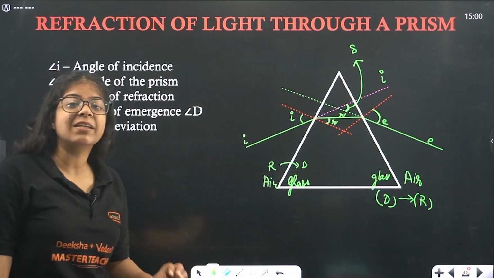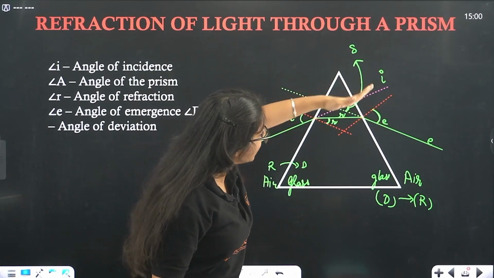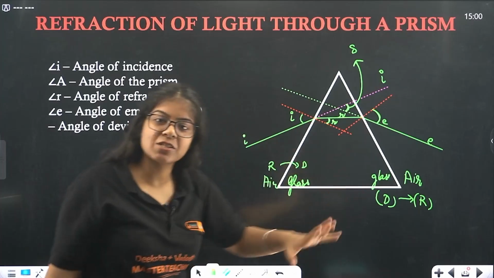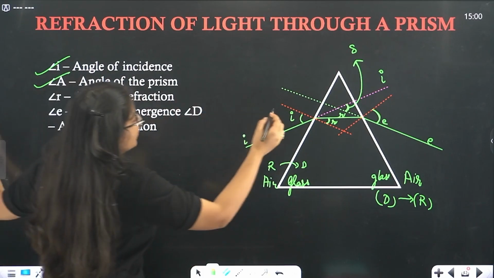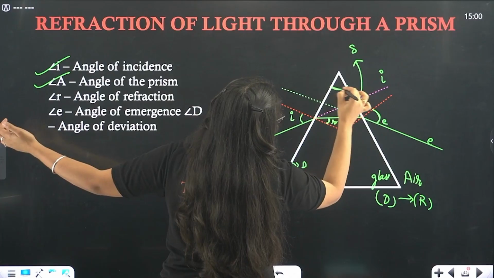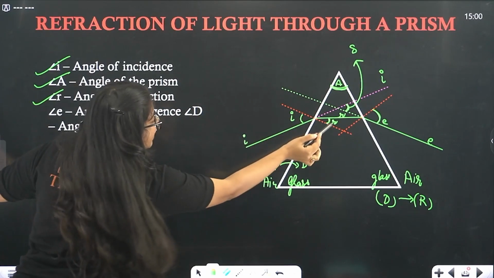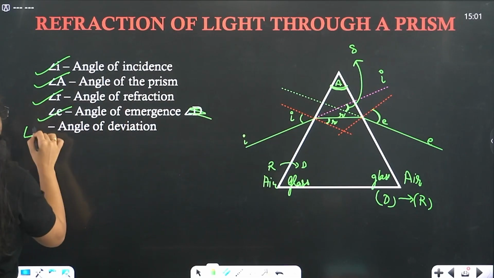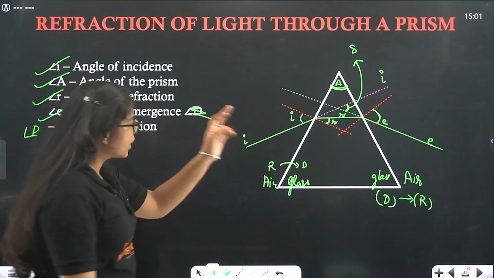Angle of deviation. So this is the incident ray, this is the emergent ray. How much this incident ray got deviated? Angle of deviation. Understand? So we have angle of incidence, angle of prism. This angle, the angle of prism, is called A, then angle of refraction, angle of emergence, and this D, angle D is your angle of deviation. Done. You can write it as D.